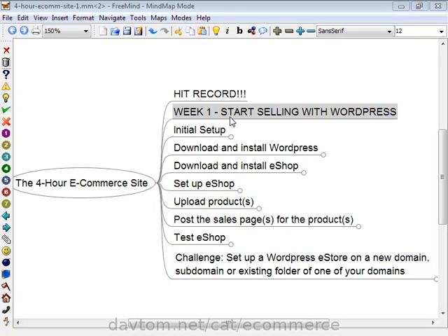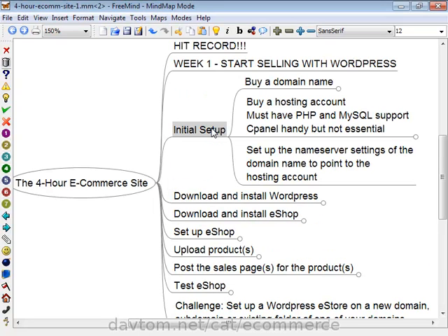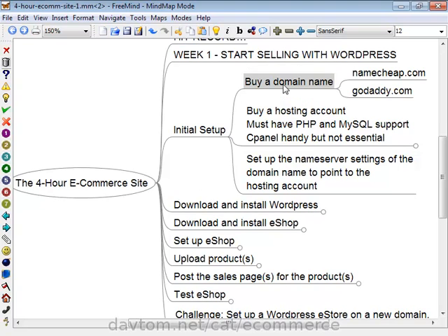Okay, right, this is week one of the 4-hour e-commerce site course, in which we're going to teach you how to start selling with WordPress. Now I'm going to talk about the initial setup first. The first thing you've got to do is to get a domain name. If you haven't got a domain, you're going to find it difficult to do anything really.